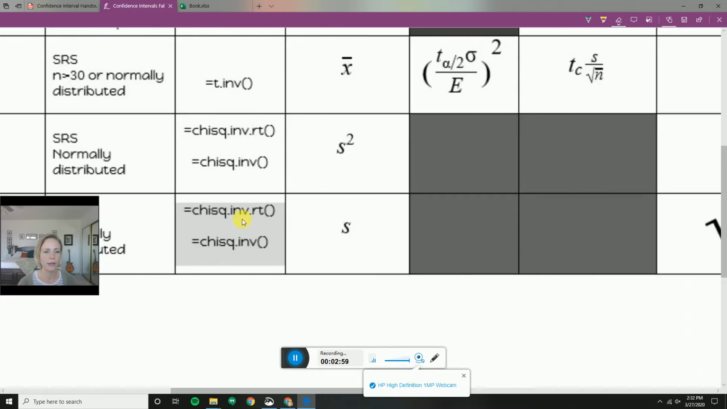Okay, so with that information in hand, let's scroll over to what this handout says we need to use in Excel. And that is chi-squared inverse on the right and chi-squared inverse on the left. Remember, Excel always defaults to left, so they don't write it. They only write it when they're actually going to use right instead.